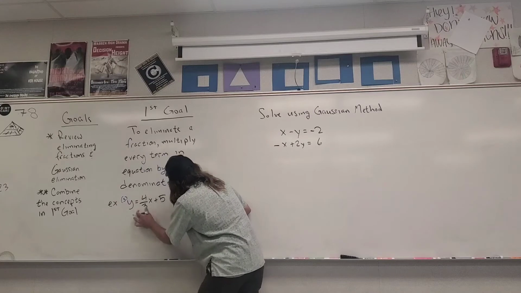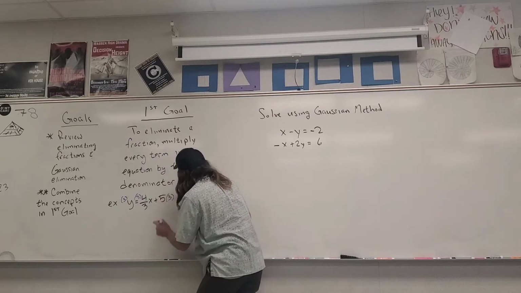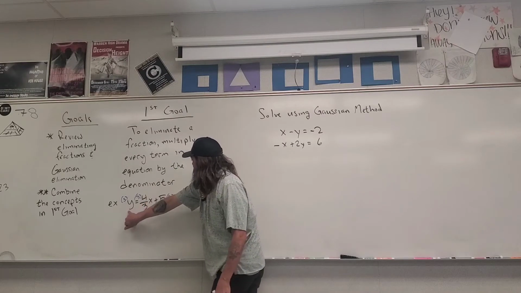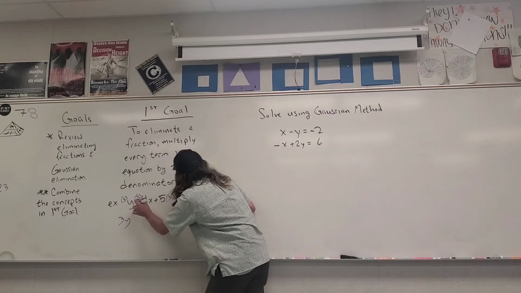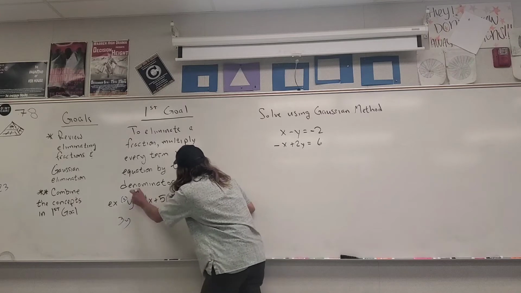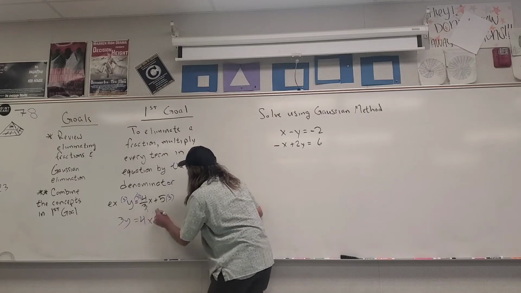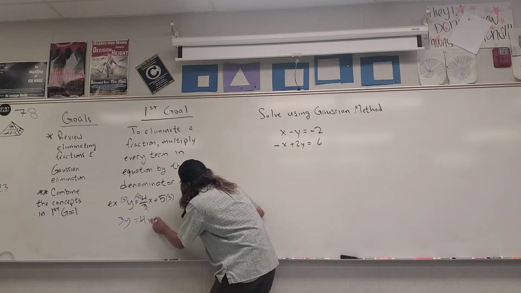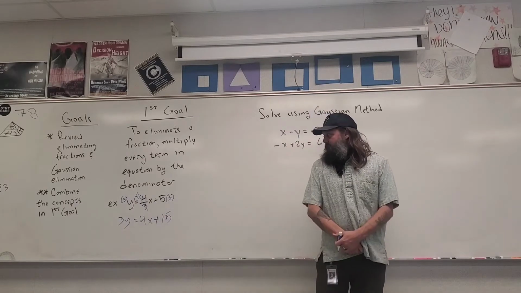That's a term. This is a term. And this is a term. 3 times y doesn't cancel, so it must multiply. So now I'm left with 3y. 3 times 4 over 3. These 3's cancel. And now I'm left with just 4x. Nothing to cancel, so they must multiply. And I'm left with 15. 5 times 3 is 15.